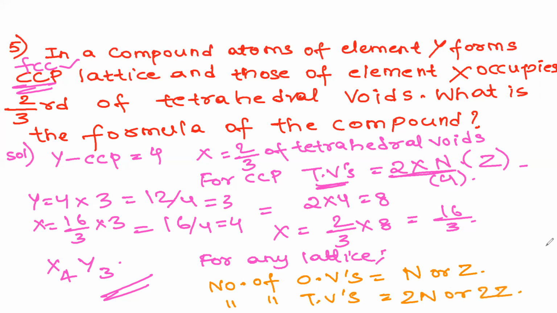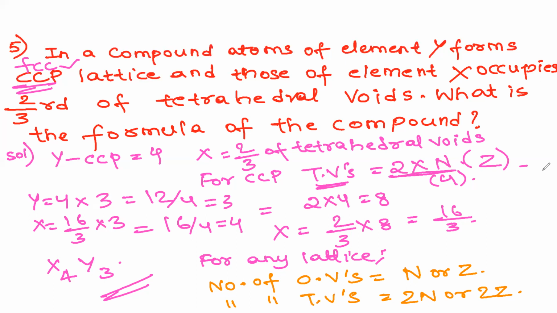So n is nothing but Z, because some books give n as Z or n, both are the same. So for your understanding, the number of octahedral voids is equal to n in any lattice. For example, for simple cubic, the number of octahedral voids is 1. For body centered, it is 2. And for face centered, it is 4.